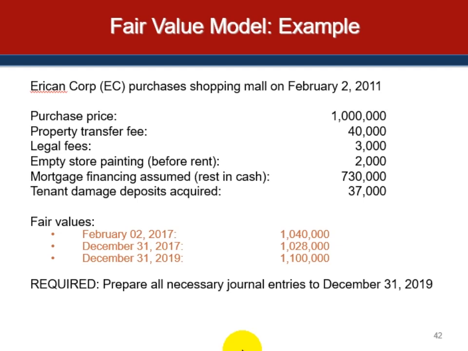So fairly choppy changes in fair value. But let's prepare the journal entries to record these things.